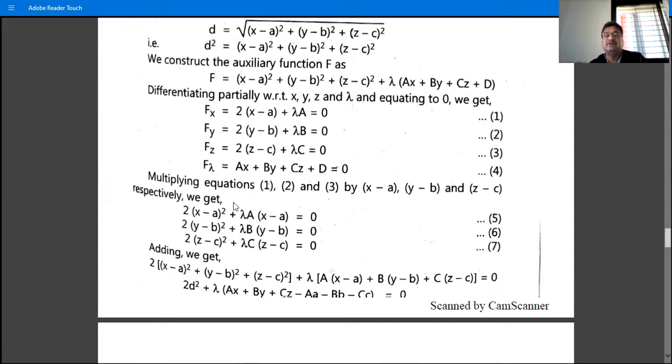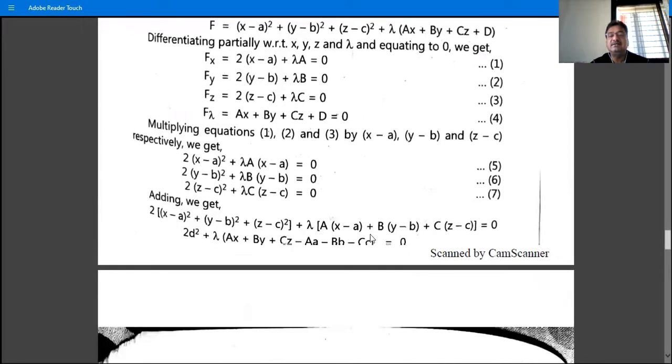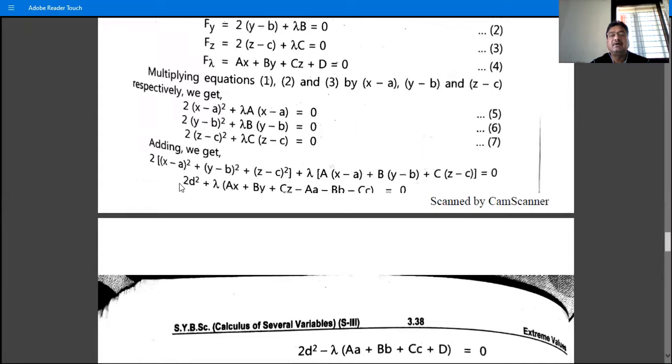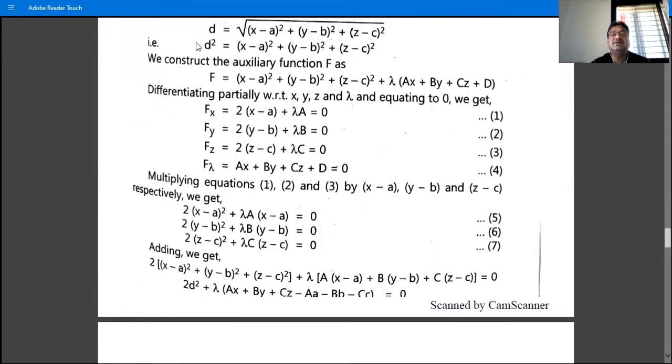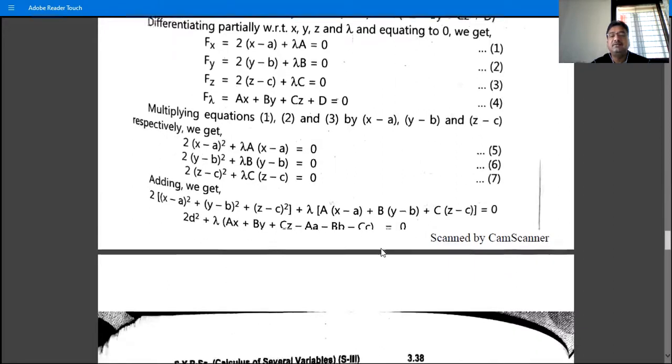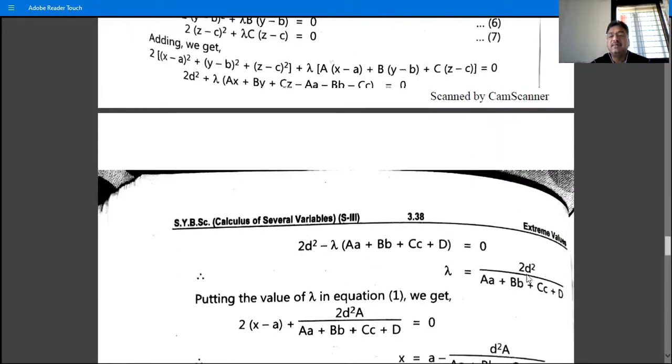We get these equations. Then find the values of x, y, z from equations 1, 2, 3 and substitute in equation number 4 to find the value of lambda. This procedure is applicable, or there is another procedure: multiplying equations 1, 2, 3 by x minus a, y minus b, z minus c. We have this, and adding these three equations, we have this bracket, that is the value of x minus a bracket square. Take 2 as common, and the value of this bracket square is d square, and then we have lambda is equal to 2d square by a square plus b square plus c square.